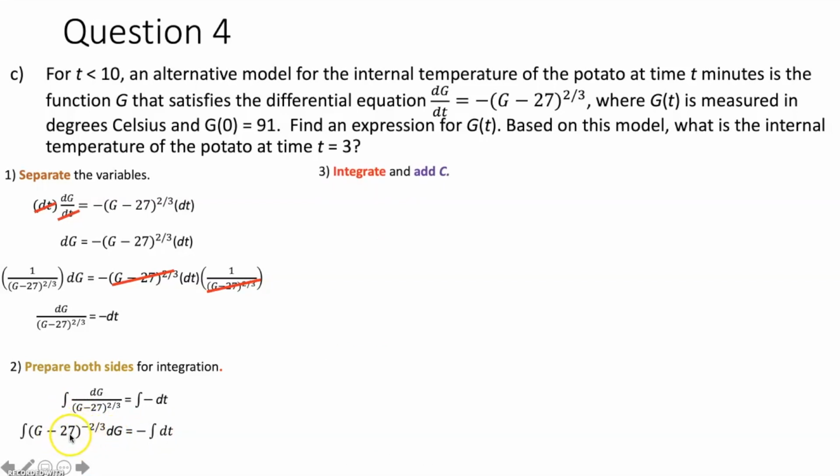So when we integrate g minus 27 to the negative 2/3, it's just going to be g minus 27 to the negative 2/3 plus 1 over negative 2/3 plus 1 plus c. On this side, the integral of dt is going to be t plus c. Distribute that negative, you get negative t minus c. Now again, both sides technically have a c, but since you subtract that c to the other side, it just creates one constant of integration, because a constant minus a constant is still a constant.